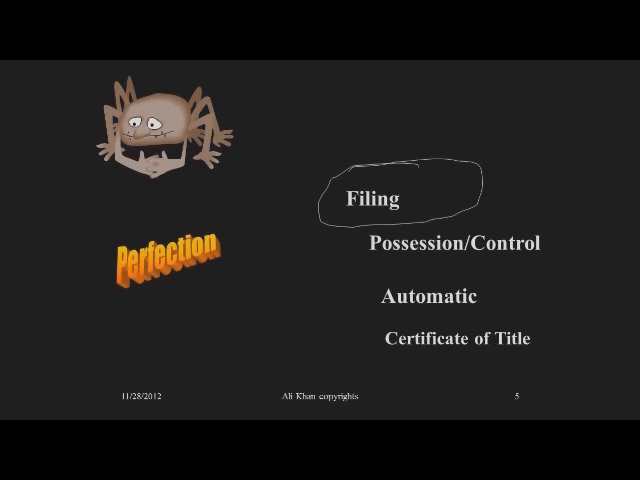The fourth method is certificate of title. That there are certain goods which are subject to a title statute, either at the state level or at the federal level or at the international level. There could be a state statute, there could be a federal statute, there could be a treaty. And such goods which are subject to a title statute or a title treaty, there the security interest is perfected by notating the security interest on certificate of title.